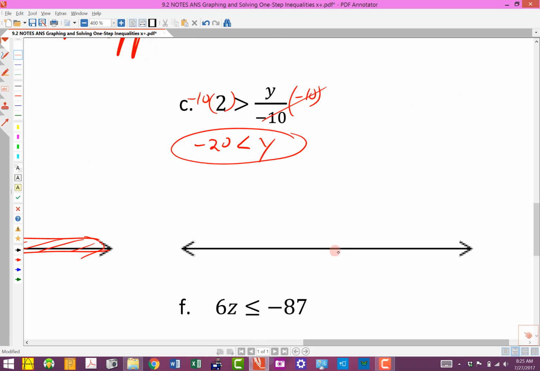So I'm going to put 0 right here. I'm going to put negative 20 right here. I'm going to circle the negative 20. We don't fill it in because it's not equal to that. And then we're going to shade. Let's read from the variable, the y's are greater than negative 20. The answers are greater than negative 20. So greater than would be on this side. So we'll shade that direction and we're all set.